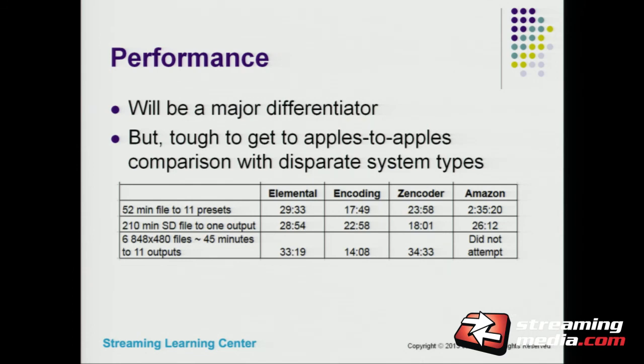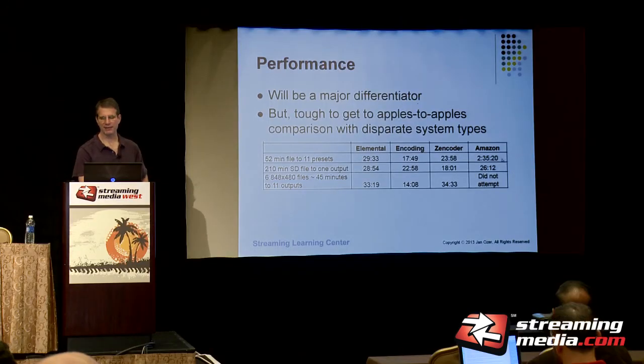This is a 210-minute SD file. I wanted to see how quickly they could process a single file. You can see the numbers here. Amazon really was, and this is the one that would kind of disqualify Amazon, the performance there was just really startlingly bad. It's pretty early in the day for them. They are a pretty immature company from a cloud encoding perspective, but it was pretty surprising that they were that slow. And then 6 848 by 480 files, all 45 minutes long or longer, to 11 outputs.